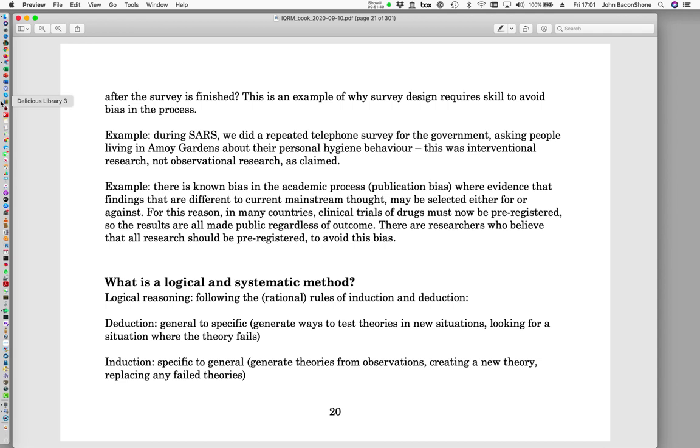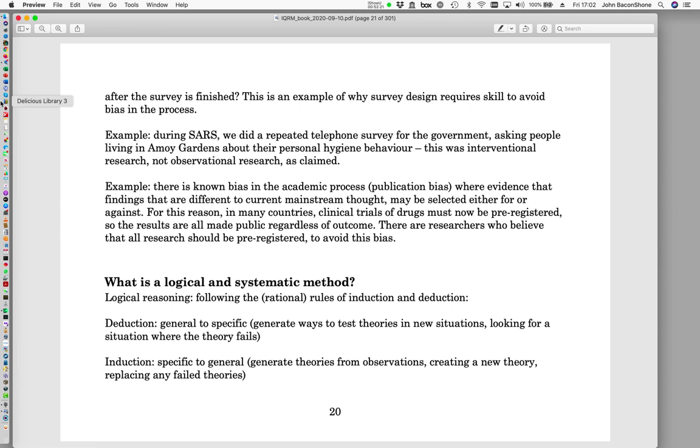Deduction means we start out with a general theory and we apply it to a specific situation. In other words, this is the type of research where we're trying to test existing theories in new situations, looking for a situation where the theory fails. Okay? So the honest truth is that's what a lot of people spend their time on in research, right? Because we may not be smart enough to think of a new and better theory, so we're trying to find the weaknesses in the theory that already exist. So this is what people often talk about when they talk about the scientific method.